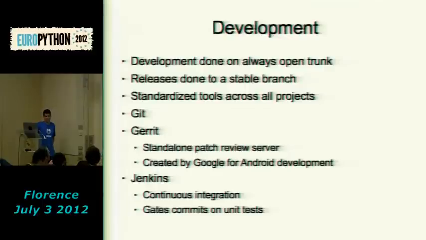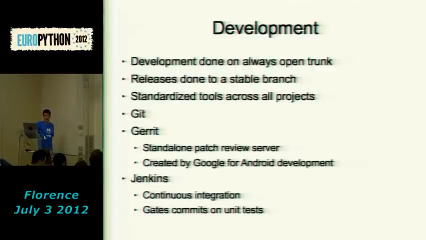Gerrit is another. That's a project that came from Google. It's implemented in Java, and it's basically a patch review system that came out of the Android project. Again, just to cast your mind back to Wikimedia, they use these tools internally as well for their implementation.